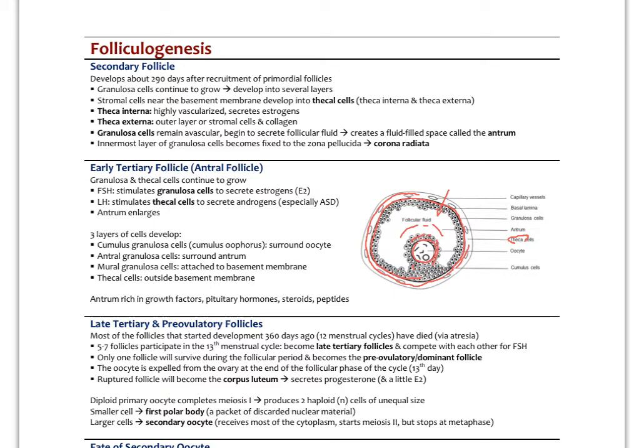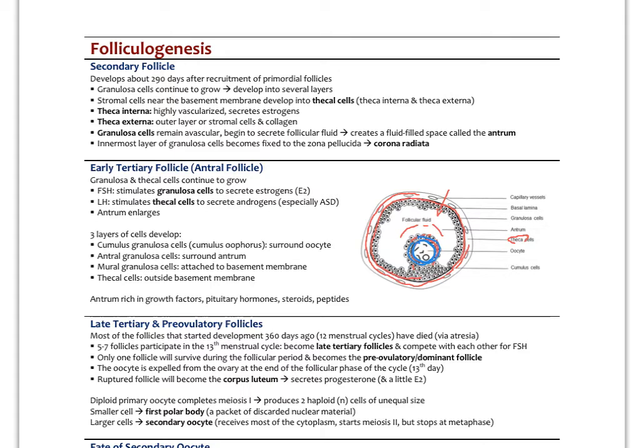So here, again, you can't really see it in this picture, but I guess I'll draw it in blue. This is the zona pellucida around the egg, and then we have immediately a layer of cells right around that, and that's going to become the corona radiata. When the egg is ovulated, it's going to take the zona pellucida and the corona radiata with it, and all the rest will remain within the ovary. So that's the secondary follicle.